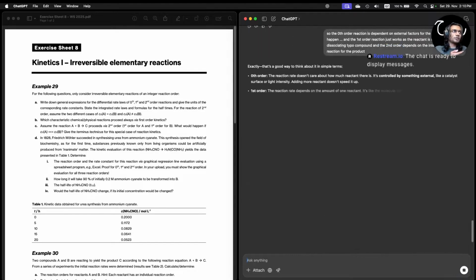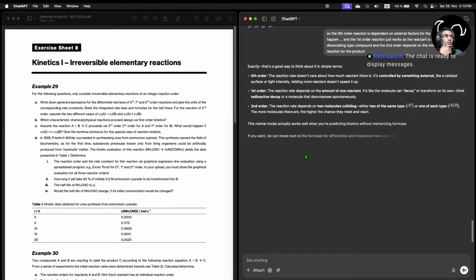I don't think it's fully right. Oh, it's okay. That's a good way to think about it. In simple terms, the reaction rate doesn't care about how much reactant there is, it's controlled by something external like a catalyst. Okay, I was thinking if a catalyst was involved, catalyst surface or light intensity, adding more reactant doesn't speed it up.